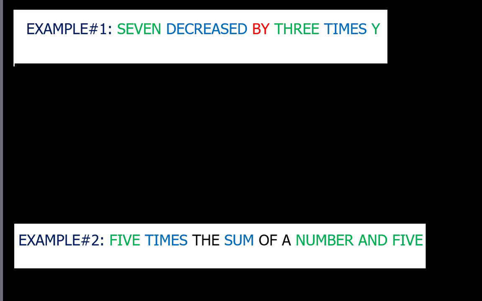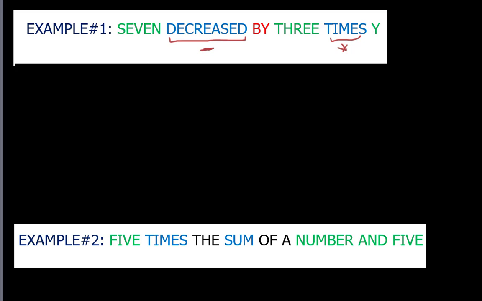So let's look at example 1. As you can see, we have 7 decreased by 3 times a number. We know 7 is a numeral, so we will decrease this 7 by 3 times a number. So what type of operation are we looking for? We're looking for the decrease. Decrease will indicate a negative, and the times will indicate a multiply. So we will decrease this 7 by 3 times a number y, whatever the y value is.